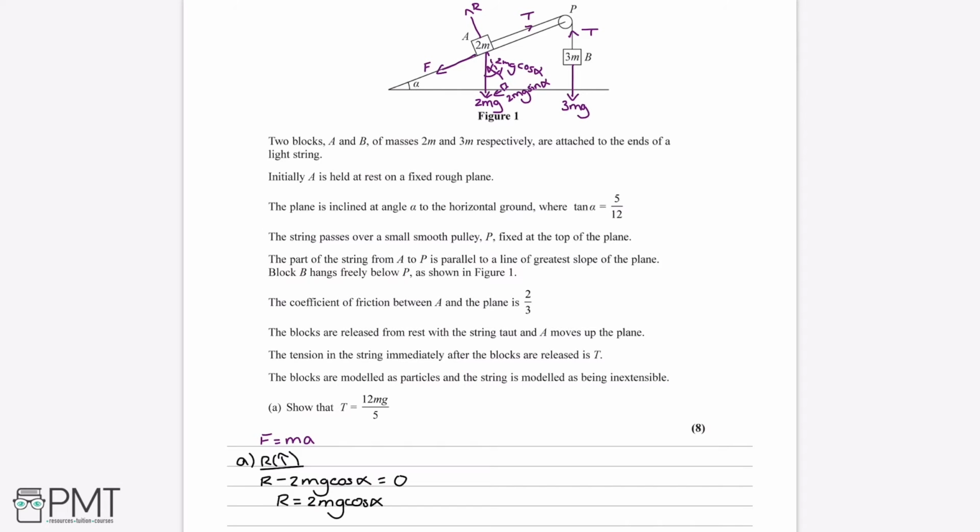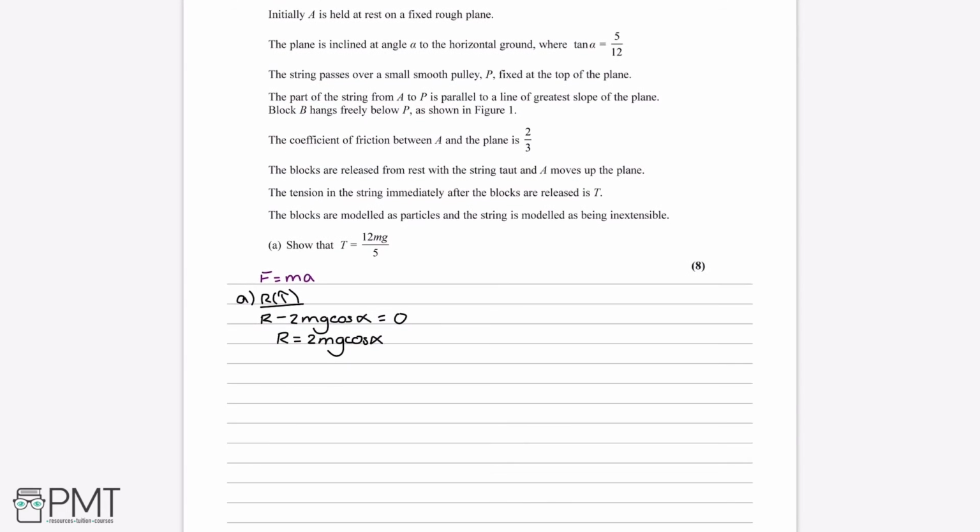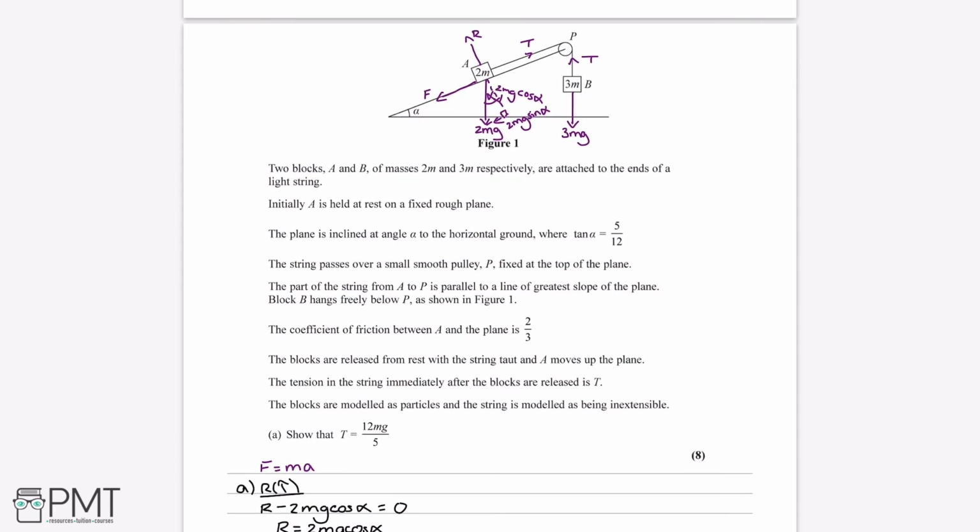So if we start with A, and as we're resolving in the direction that A is moving, and A is moving in this direction, we resolve this way, and then we go back to look at the diagram to see which forces act where. We know that the only force acting in the direction of motion of A is this one here, the tension force, which we've shown is acting that way with the arrow.